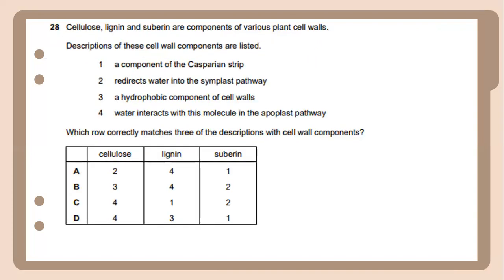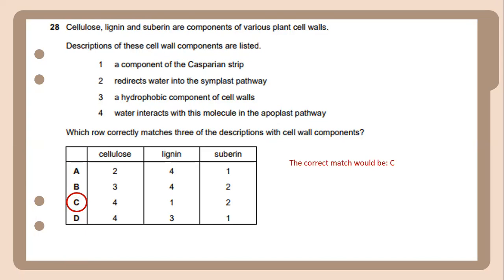28. Cellulose, lignin and suberin are components of various plant cell walls. Descriptions of the cell wall components are listed. Number 1. The component of a Casparian strip. Number 2. Redirects water into the symplast pathway. Number 3. A hydrophobic component of the cell wall. Number 4. Water interacts with this molecule in the apoplast pathway. Which row correctly matches 3 of the descriptions with the cell wall component? The correct matches would be C.